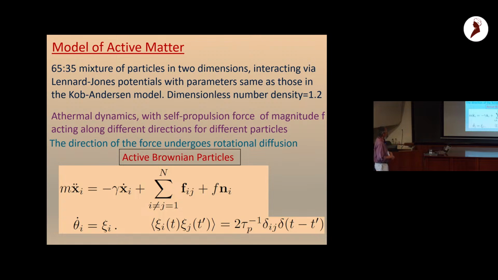Okay, so now you see, we have fixed the density. Temperature has been set equal to 0. So there are these two additional parameters. One is the strength of the force. The other is the persistence time. And we have looked at the behavior of this model through simulations in this two-dimensional plane. And this work has been going on for a while.